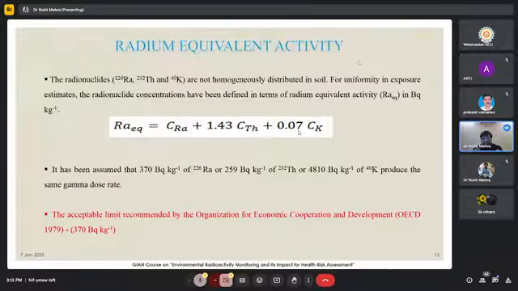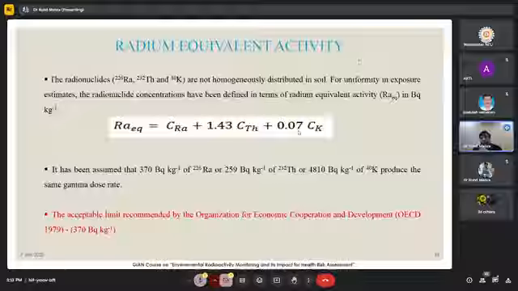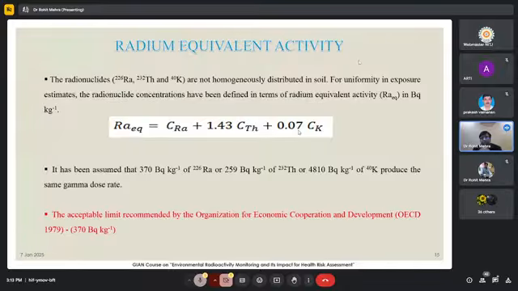Depending upon this radium equivalent, the acceptable limit is 370 as far as the Organisation for Economic Co-operation and Development is concerned. So if your soil's radium equivalent activity is more than 370 becquerel per kg, that means your soil is not fit for construction purposes or any use. It will give you a very enhanced level of radioactivity.